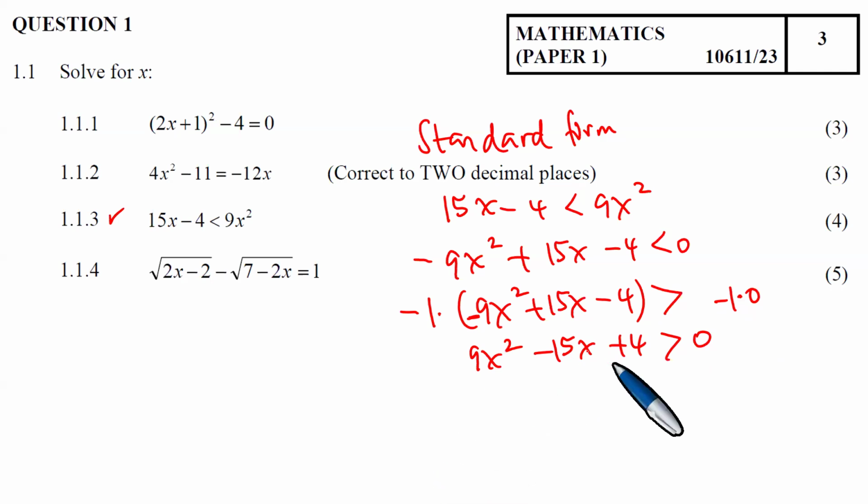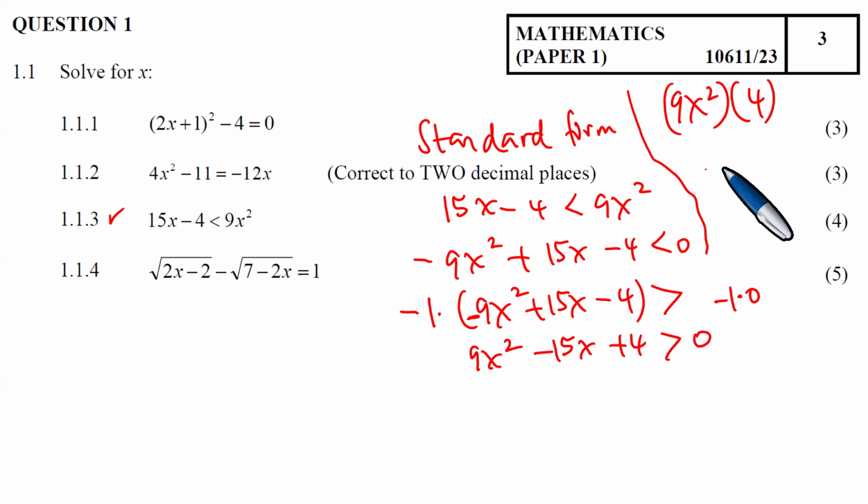So what are the factors of this? To get the factors, you take the 9x squared and multiply it by 4, and what you get here is exactly 36x squared. Upon careful examination, what we have is then the following.